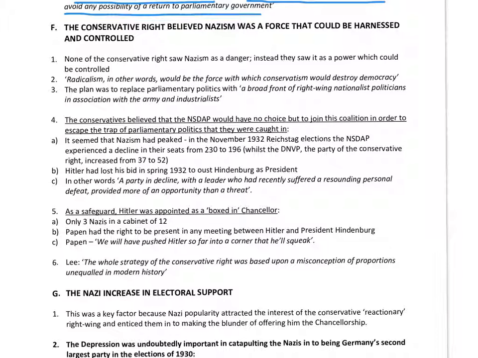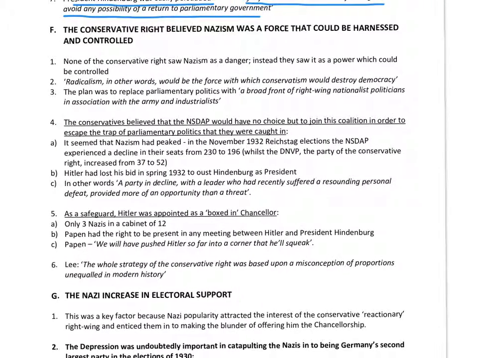Okay, so what were the other reasons? They kind of overlap with what we've done so far. So the first of this is really understanding the motivations of the conservative right. They believed that Nazism was a force that could be harnessed and controlled. None of the conservative right saw Nazism as a danger, because we as historians can see that they were a danger, and they were a danger to the conservative right wing, who, particularly from 1937 to 38, remember the Hossbach Conference and so on, effectively the tiger turned against the lady who was riding the tiger, using Bullock's metaphor.